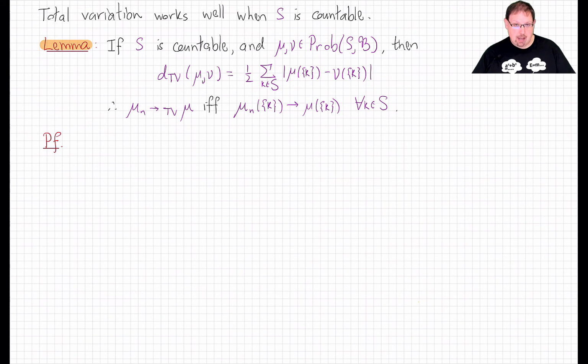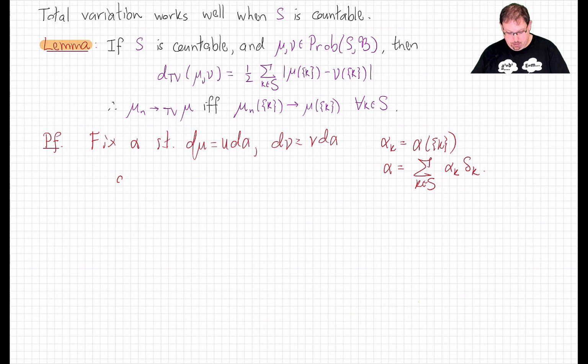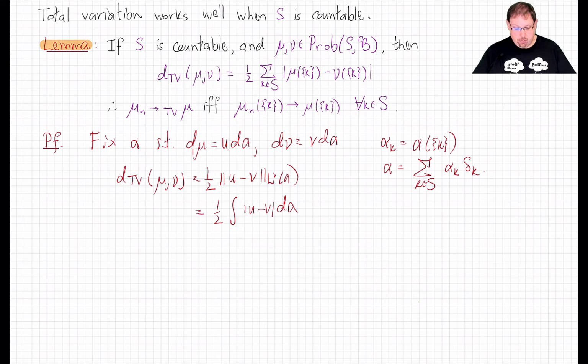Let's prove this. Again, we're going to use Scheffé's lemma, which applies just as well in this discrete setting. So fix a reference measure with respect to which both mu and nu are absolutely continuous. And let's let alpha k denote the probability mass function of that reference measure. Then, of course, we can recover the reference measure as just the sum over all values in S of point masses of those probability masses at the points k. And so we can compute that the total variation distance between mu and nu by Scheffé's lemma is 1/2 the L1 distance with respect to that measure alpha between u and v, the densities. But how do we integrate with respect to a discrete measure like this? That's just the sum.